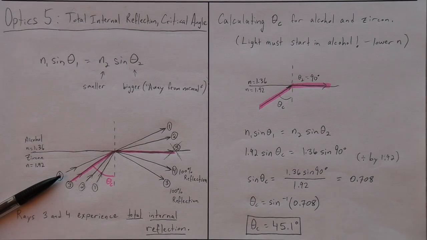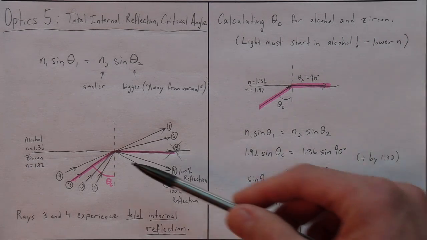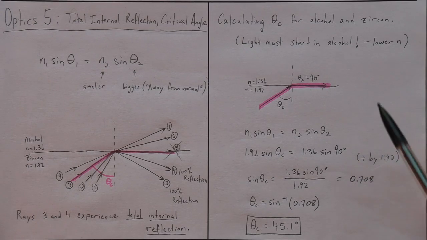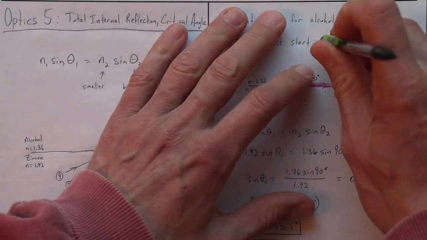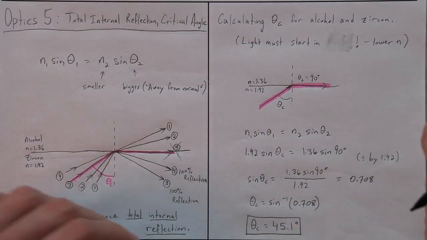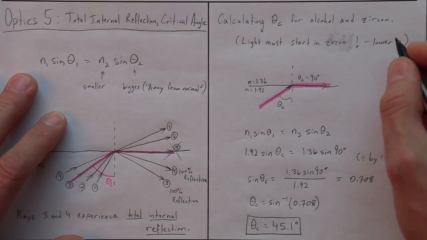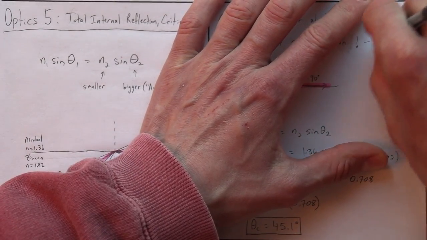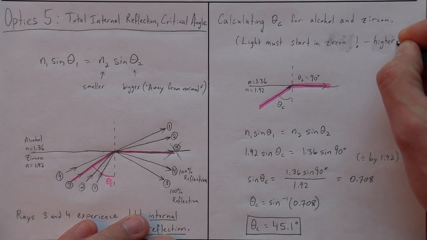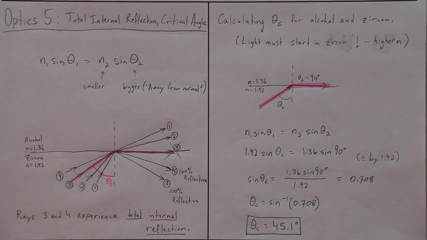So, calculating theta critical for the alcohol-zircon boundary. Again, the light must start in zircon, not in the alcohol. Got to change this to higher. I don't know what I was thinking. Okay, so it has to start in the zircon, the higher index always.